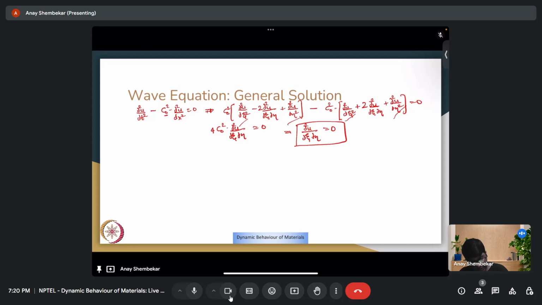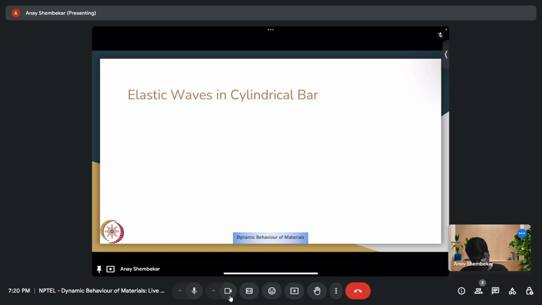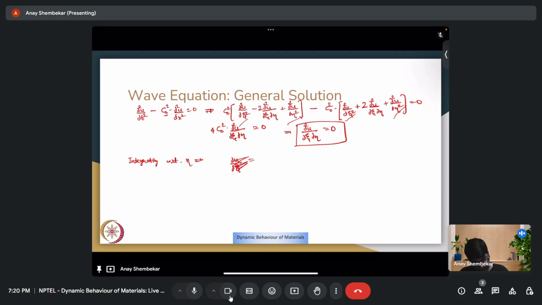If I want the exact solution, what I would do is integrate this. First integrating with respect to eta gives us ∂u/∂η, which would give you ∂u/∂η to be some function, say some h of theta.